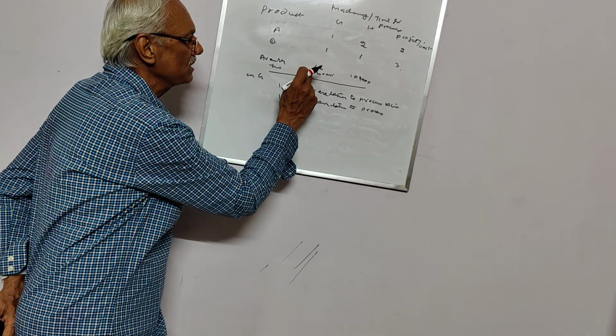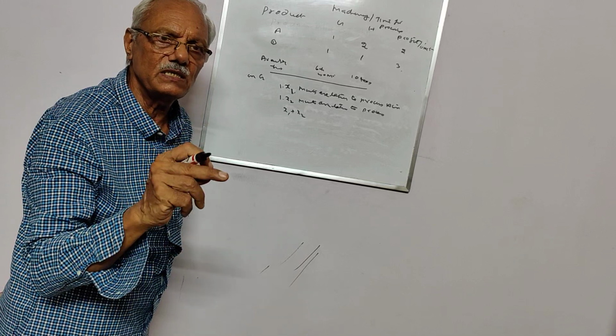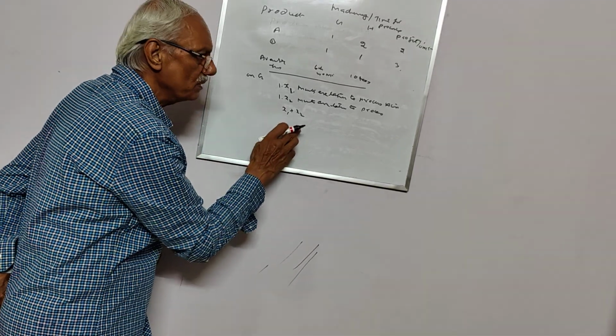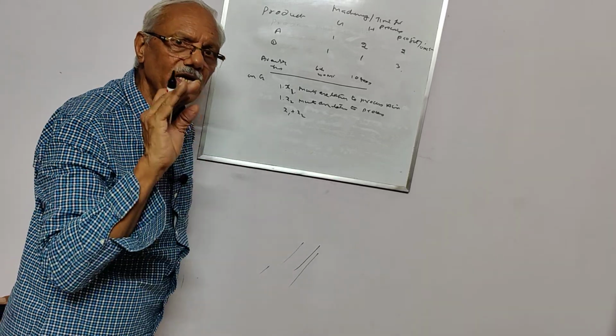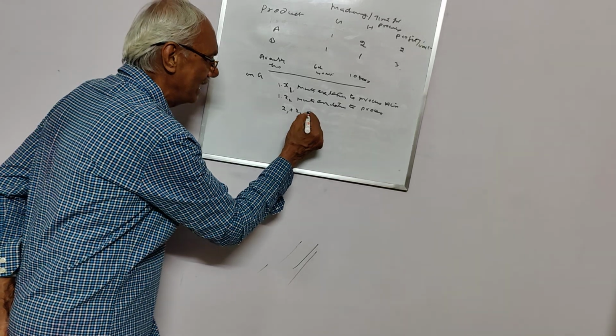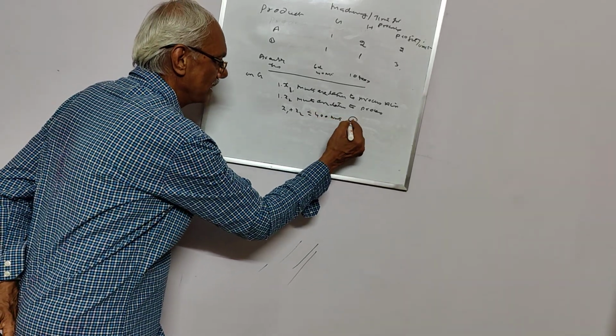So how many minutes are there? 6 hours and 40 minutes means 6 into 60 is 360. 360 plus 40 is 400 minutes. So this x1 plus x2 cannot exceed 400 minutes. It has to be less than or equal to 400 minutes. So this is my constraint 1.